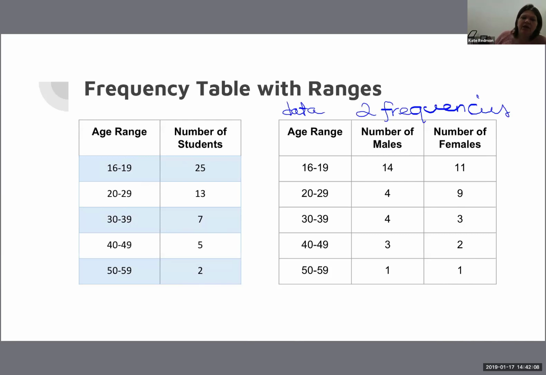What is the mode of the age ranges in my class? You could look at either one of these graphs, it's the same data. Do you remember what mode means? Exactly, James. Mode is the most common item.